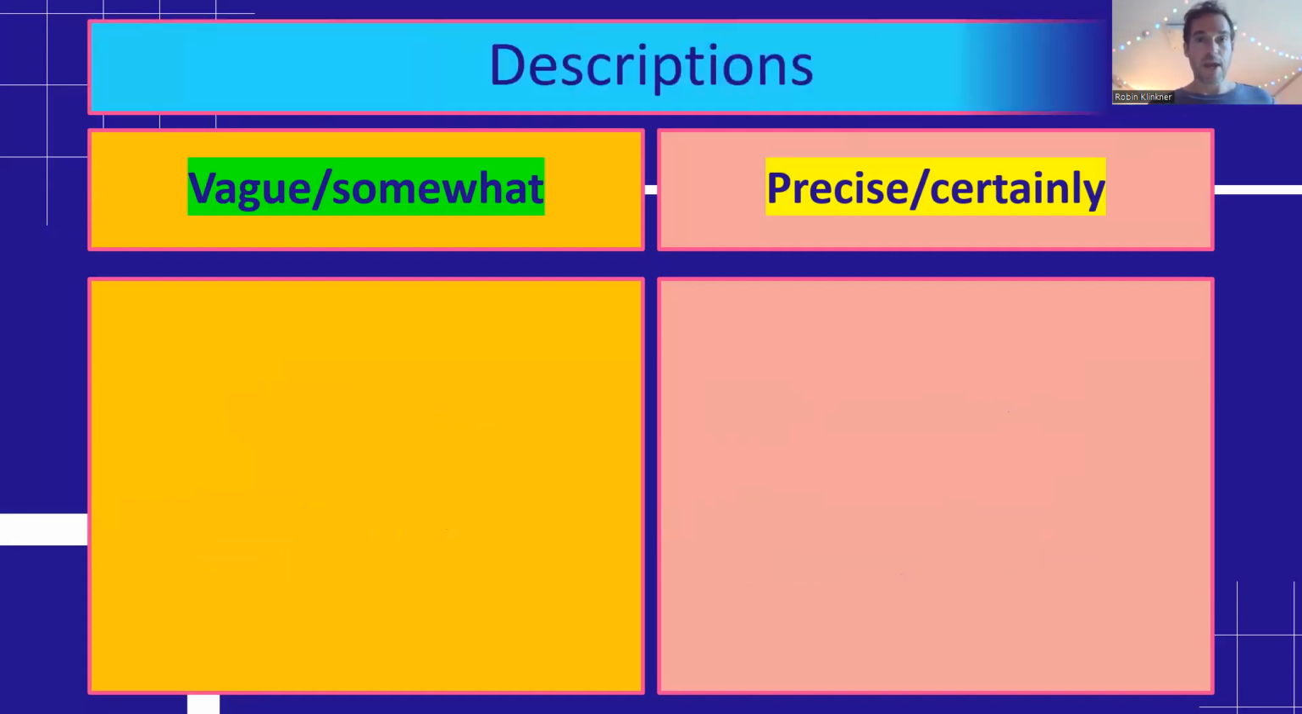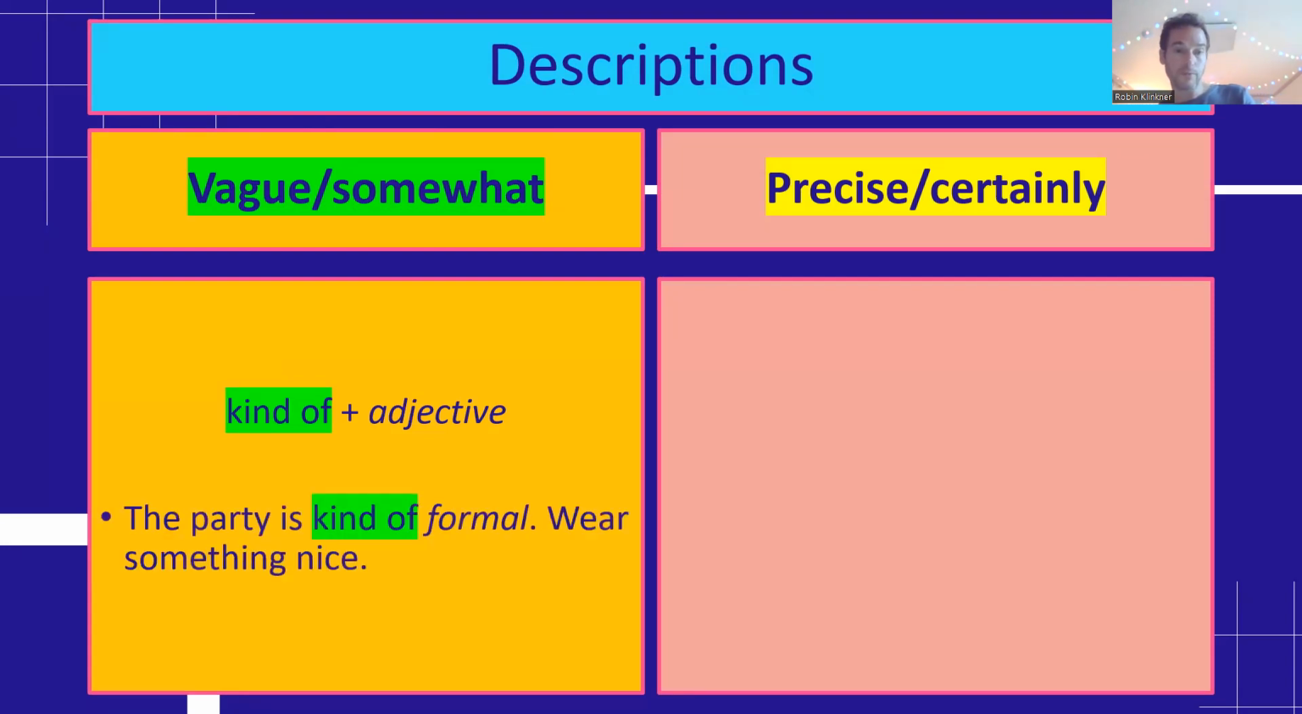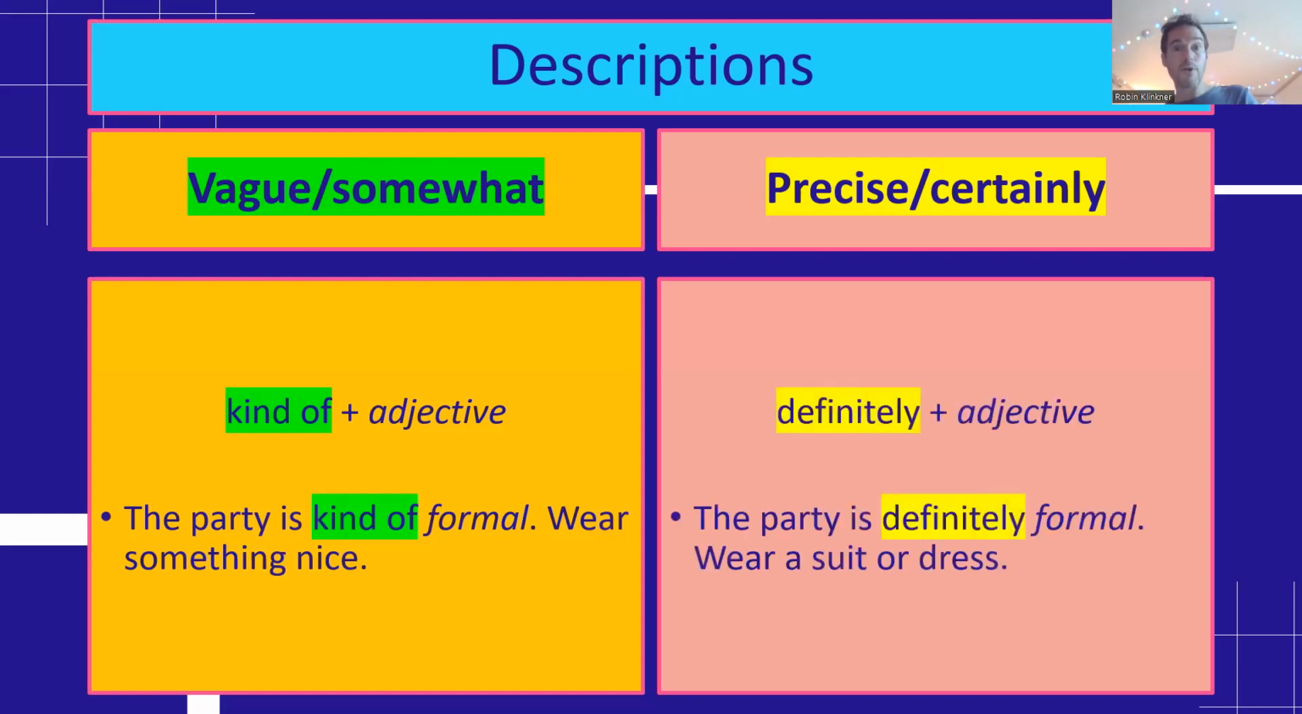Okay. And finally, for just descriptions. Kind of. Just remember this means somewhat, a little bit, kind of. The party's kind of formal. Wear something nice. Or definitely plus adjective. The party is definitely formal. So wear a suit or a dress. Okay, so that covers page 1.